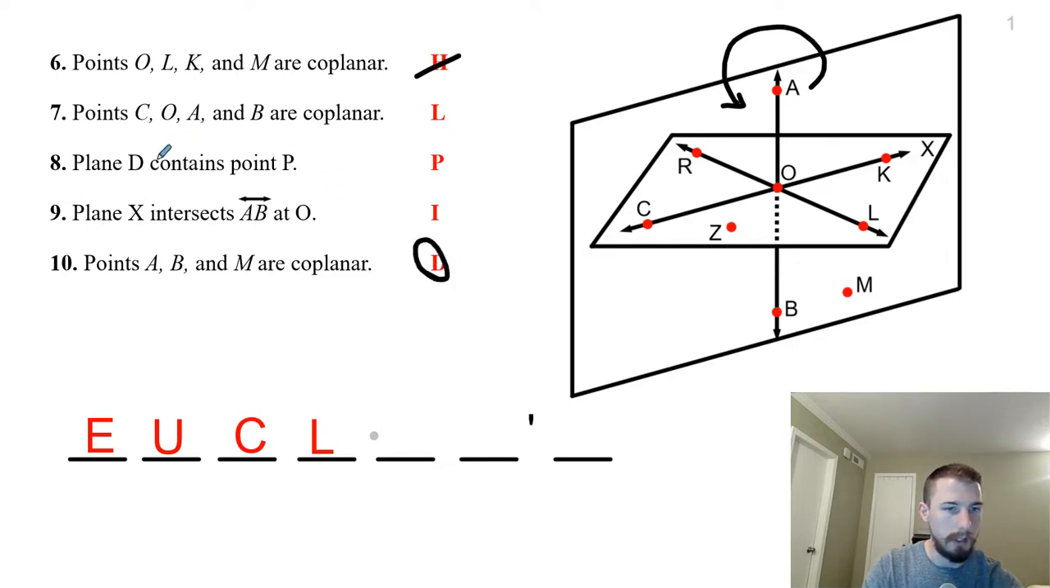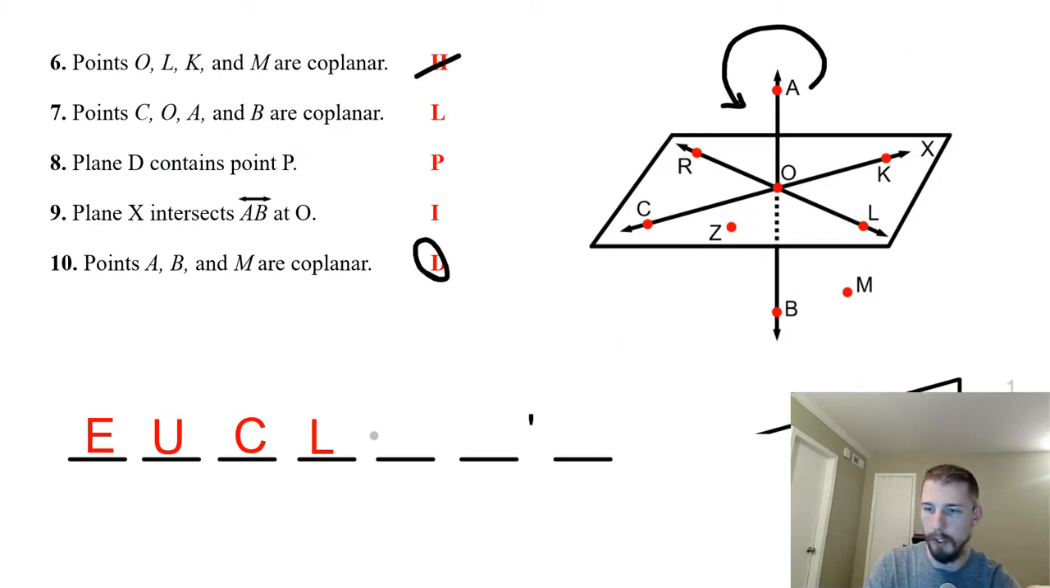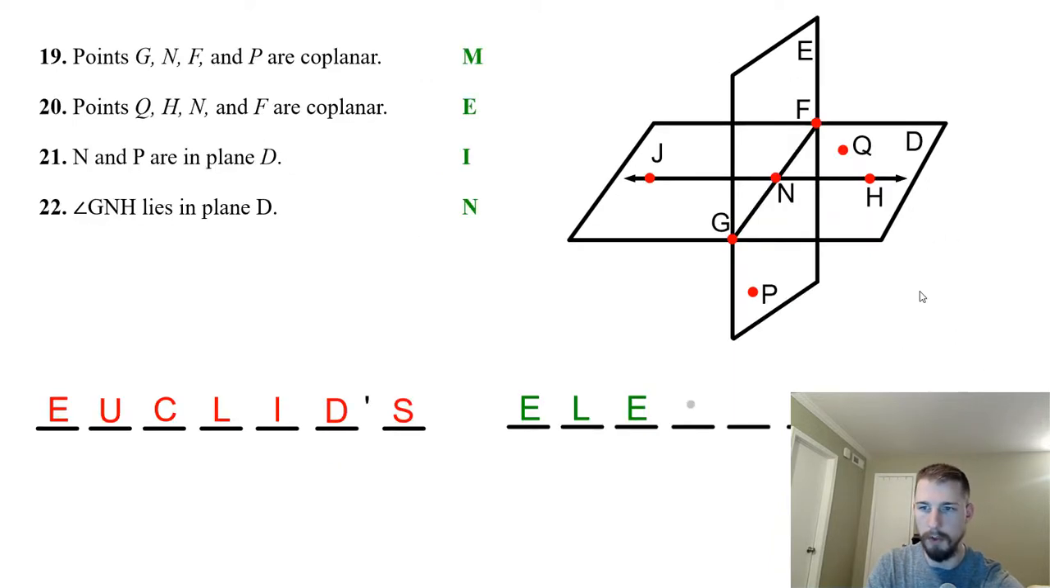Let's look at plane D contains point P. So let me move this vertical plane out of the way. So we're back to what we started with. Plane D is actually going to be referring to this plane over here. It's on our second image. So just plane D, the horizontal plane, is that going to contain point P?